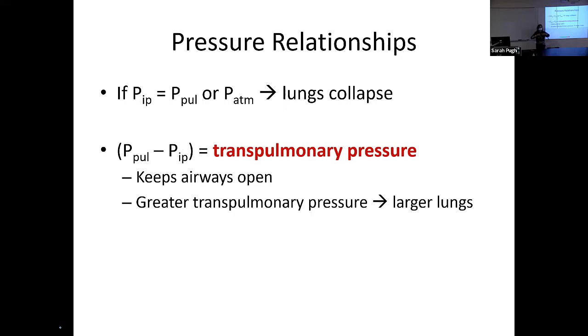Pressure in here goes down when the diaphragm contracts and the space in there gets bigger. And the air is going to move from the atmosphere where the pressure is higher to in your lungs where it's lower. Okay, so that's breathing in.